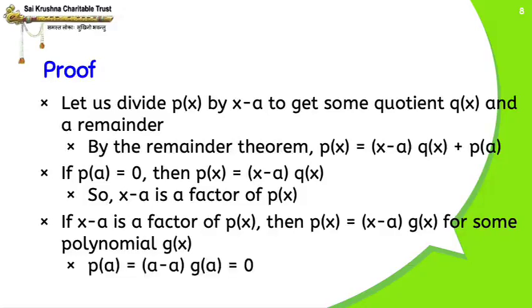Okay. So what is p of a? P of a is, instead of x minus a, I write a minus a times g of x with x equals a. Okay. So it becomes a minus a times g of a, which is 0 times g of a, which is 0. This proves the factor theorem.